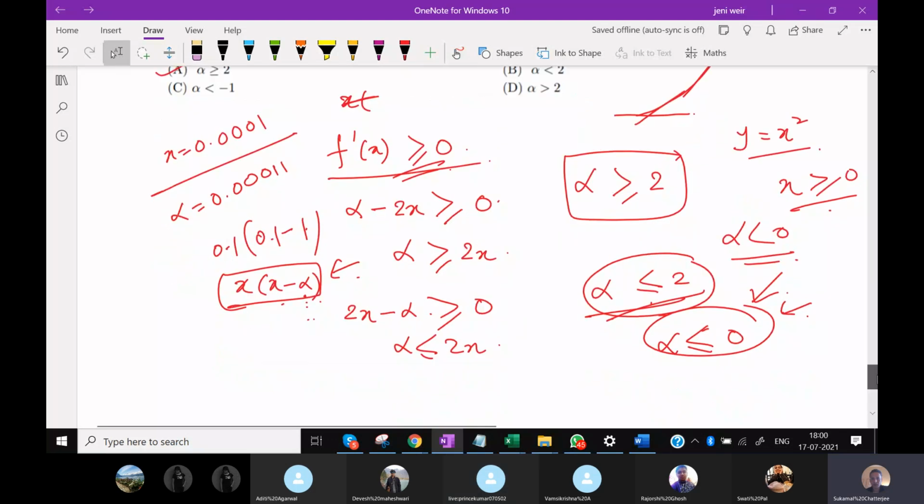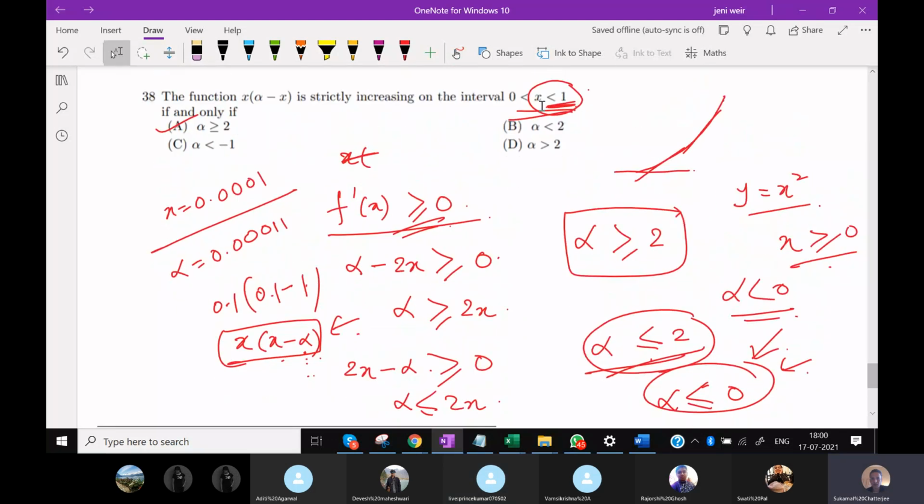Now you look at the condition here. X is strictly lying between 0 and 1. So X is a positive fraction. Now, if I put alpha equal to 0 here, what do I get? I get x square. The value of the function becomes x square. And x is lying between 0 and 1, both are not included. So that means it will be strictly increasing by definition.